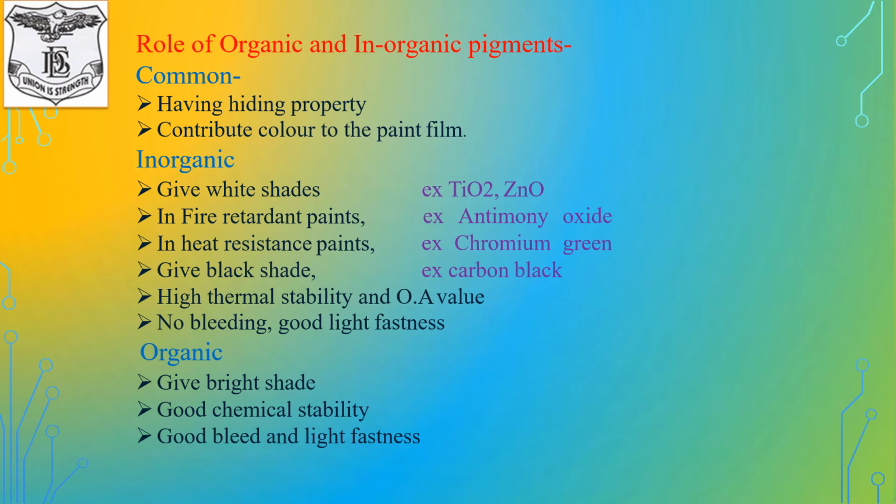In heat resistance paint, we have chromium green, black shades like carbon black, high thermal stability and oil absorption value, no bleeding, and good light fastness. Organic pigments give bright shade, good chemical stability, and good bleed and light fastness resistance to the coating. This is the common role of organic and inorganic pigments.